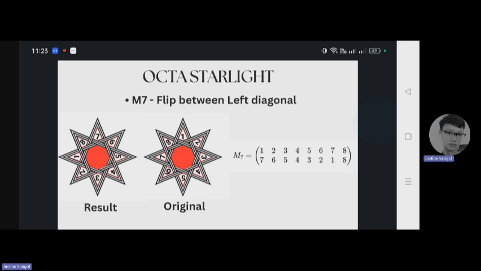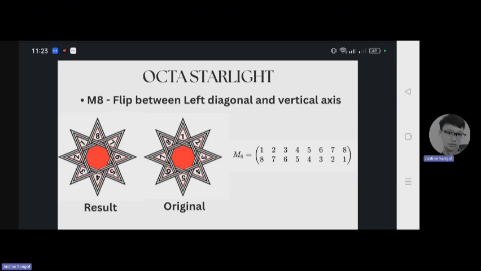The next is mu7, flip about left diagonal. So mu7 is equal to 1 to 7, 2 to 6, 3 to 5, 4 to 4, 5 to 3, 6 to 2, 7 to 1, and 8 to 8. And mu8 is flipped between left diagonal and vertical axis. So mu8 is equal to 1 to 8, 2 to 7, 3 to 6, 4 to 5, 5 to 4, 6 to 3, 7 to 2, and 8 to 1.